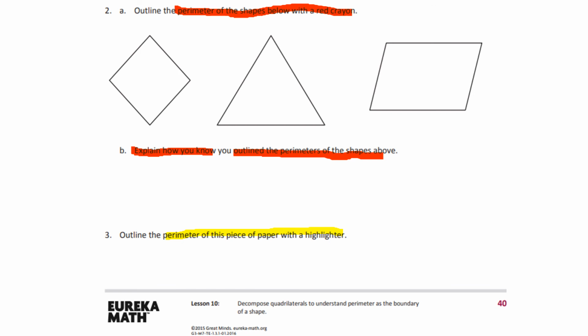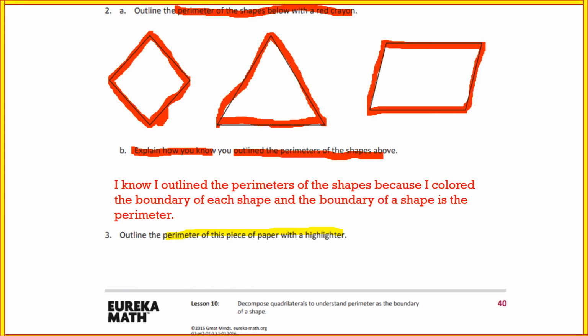All right, and I'm going to go over the answer now. So as you can see, again, I highlighted in red. They wrote, I know I outlined the perimeter of the shapes because I colored the boundary of each shape, and the boundary of each shape is the perimeter. It's the outside. And like I said before, you could just do the whole outside of your screen with yellow if you have it. So as you can see, I did it in yellow.